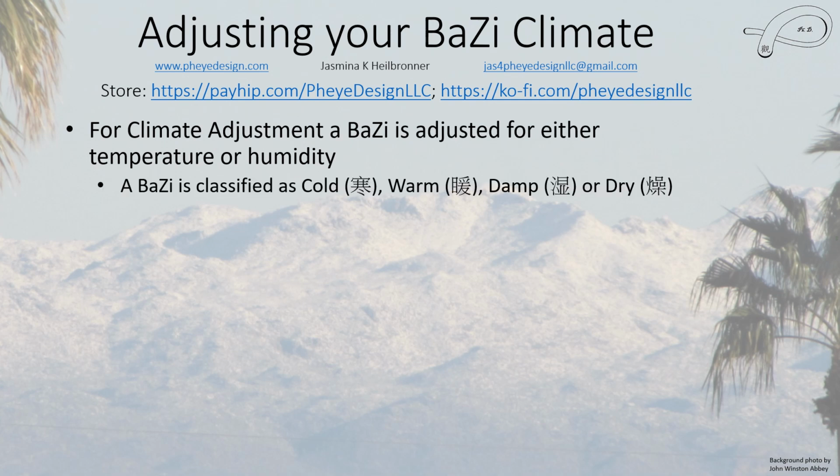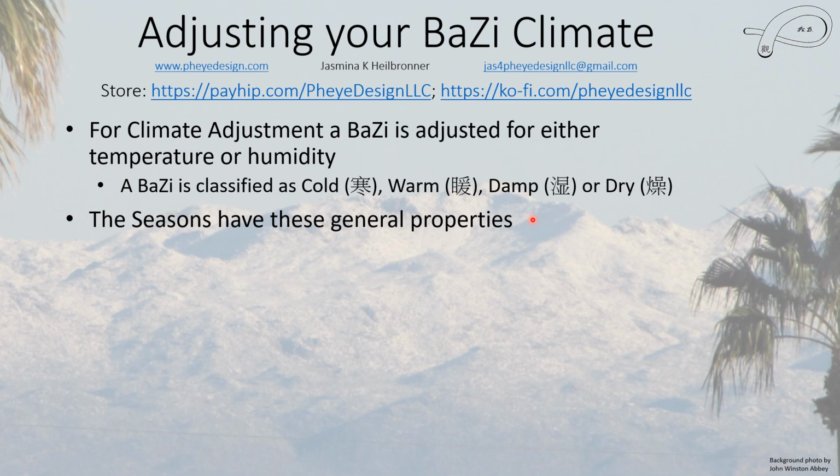So a BaZi will be classified as cold, warm, or hot. Sometimes people will say hot, damp, or dry. So it's pretty clear that if you have a cold BaZi, you need heat. If you have a warm or hot BaZi, you need something to cool it down. So that's the temperature adjustment. If it's damp, you need something to dry it. And if it's dry, you need some water. It's pretty straightforward.